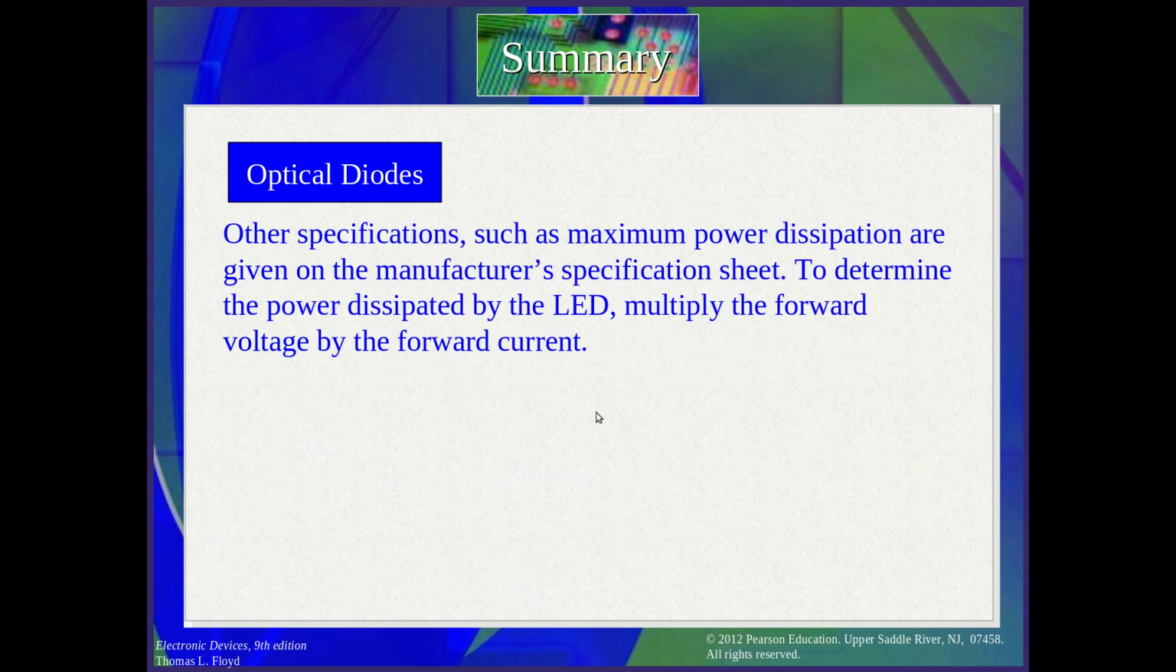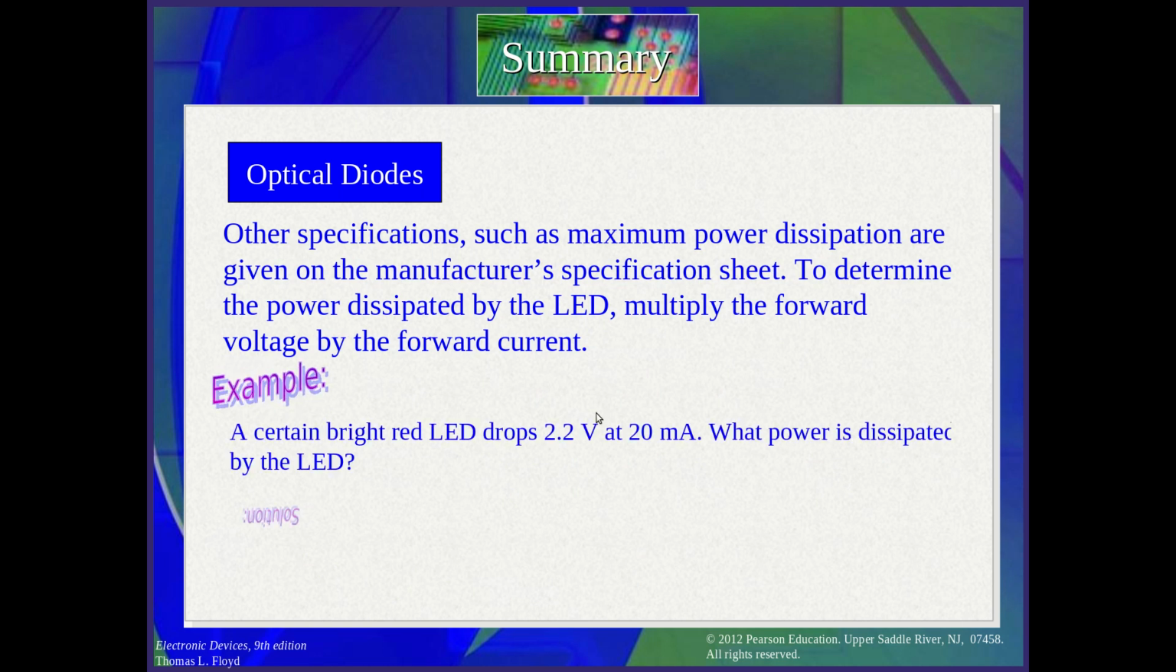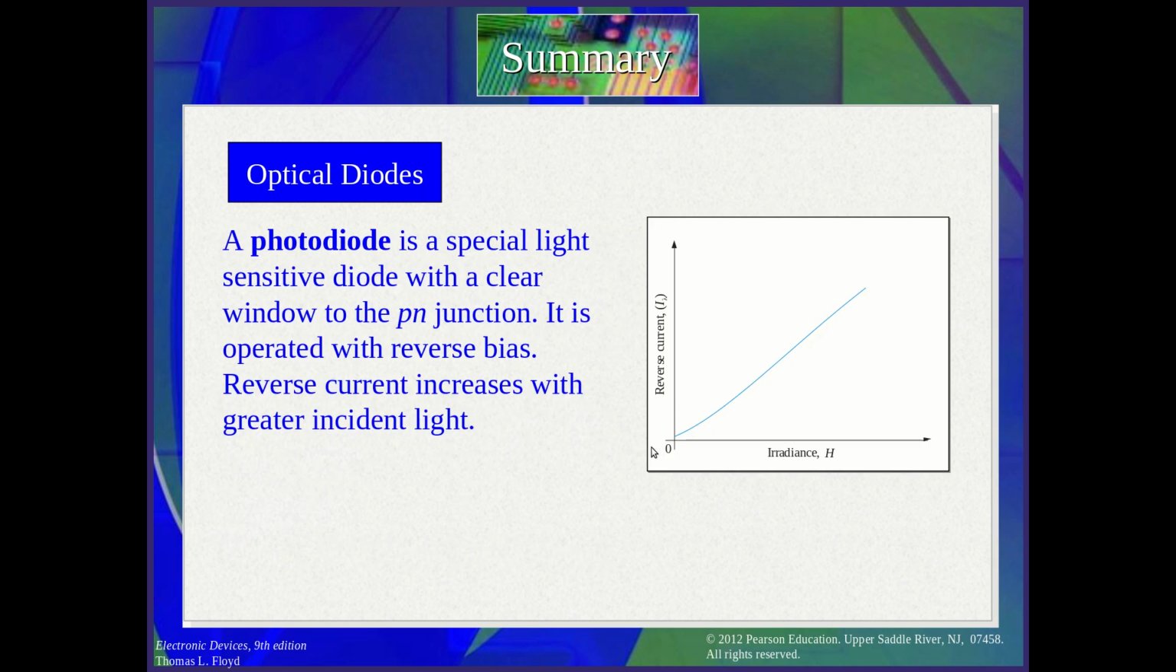Now there is some other application. This is the maximum power ratio. You get the power by multiplying the voltage by the current. Now there is another type of optical diode. This is the photodiode, which is sensitive to light.